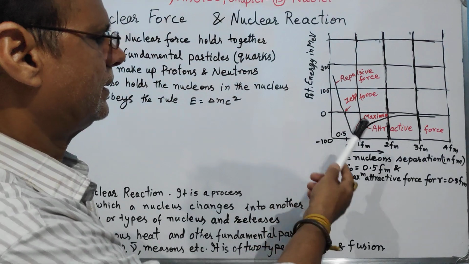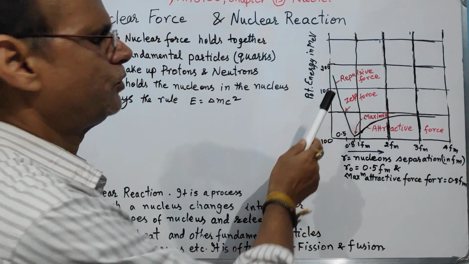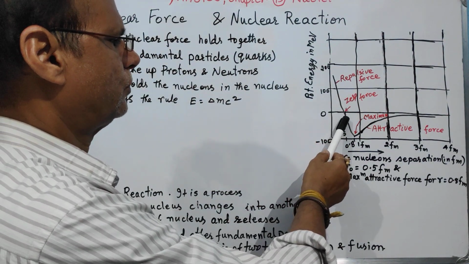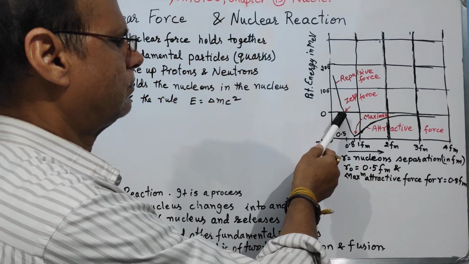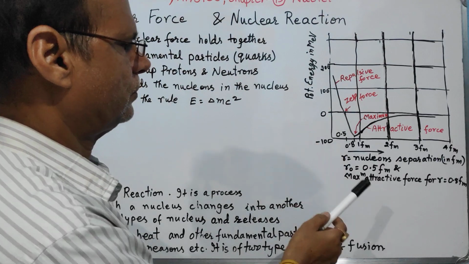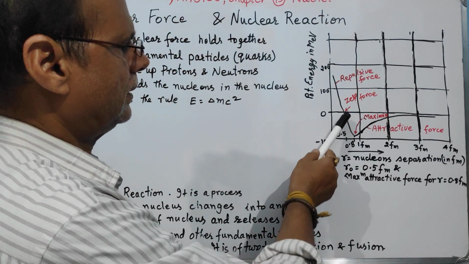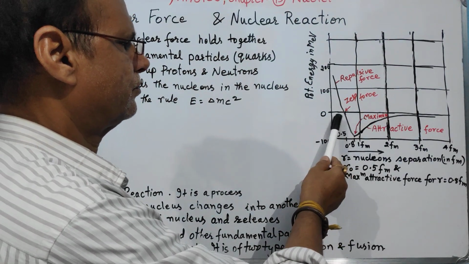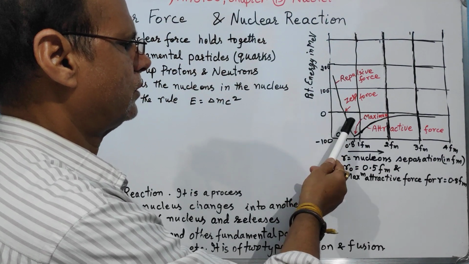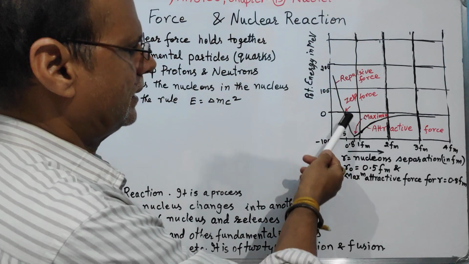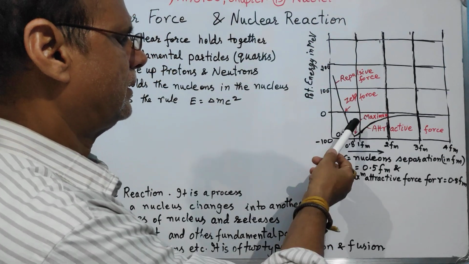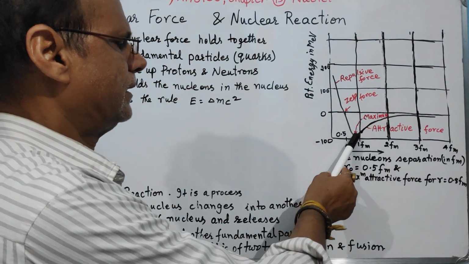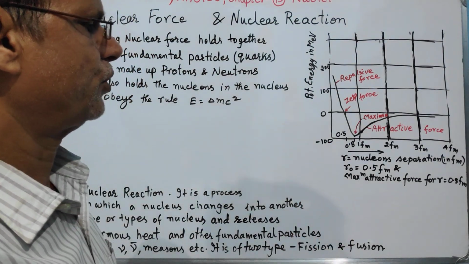As this separation is further increased, the same nuclear force which was acting repulsive for distances less than a particular distance R0 became equal to 0 at a distance equal to R0. Then if the separation between the nucleons is increased further, the same strong nuclear force becomes attractive in nature. As the separation is increased gradually, the force of attraction also increases, and finally it reaches a maximum at approximately 0.8 femtometer.